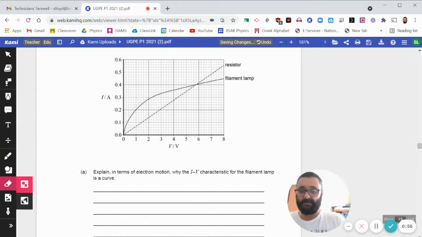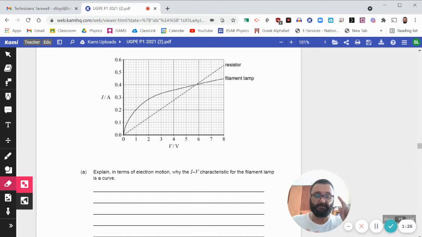Anyway, explain in terms of electron motion why the IV characteristic for the filament bulb is a curve. It's as much bread and butter physics as this question gets. Even at GCSE, this is one of the most common questions asked in electric circuit questions. Why is it that a filament bulb's resistance increases when more current flows? You should really know this without even having to think about it.